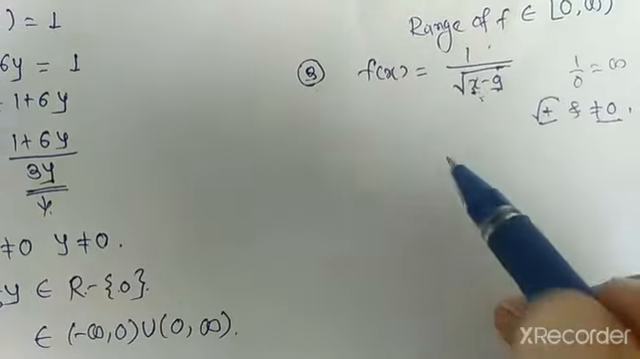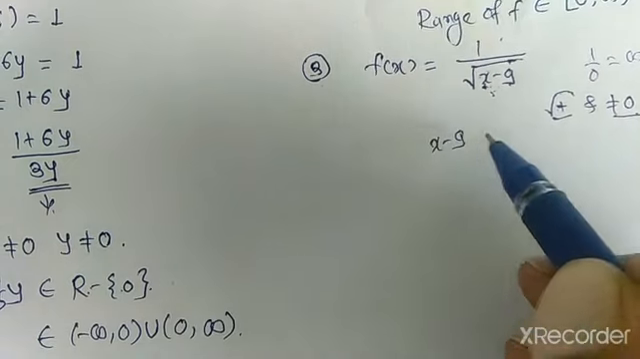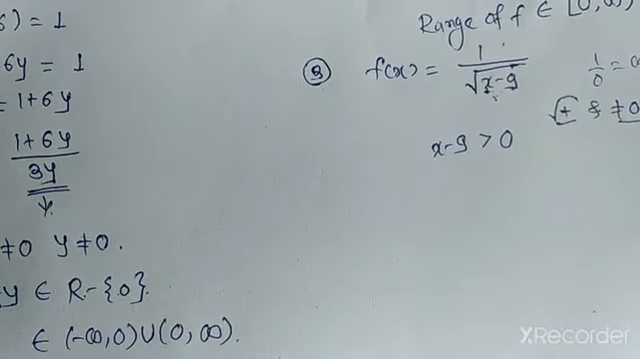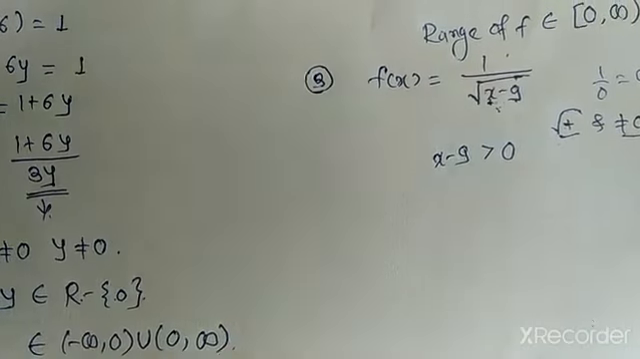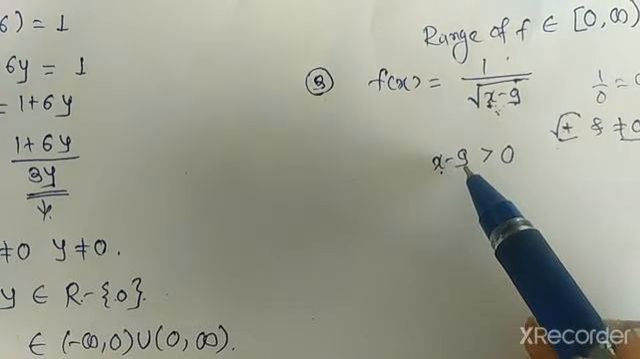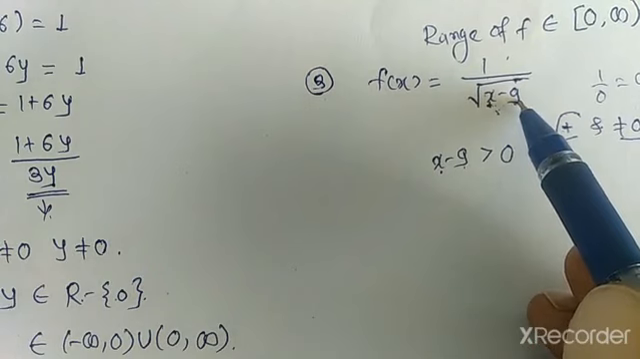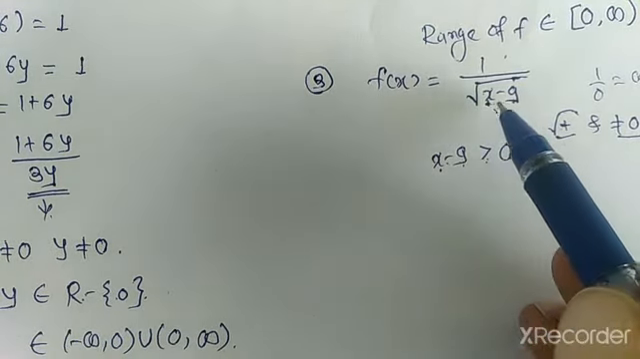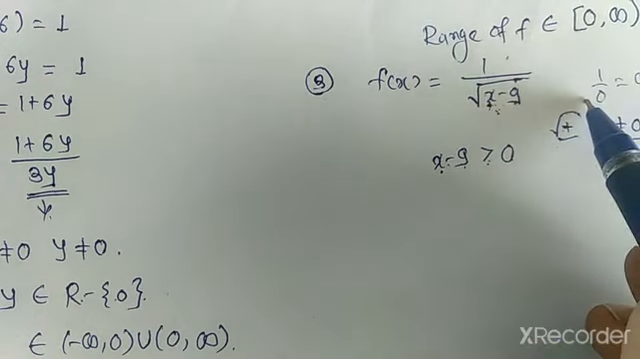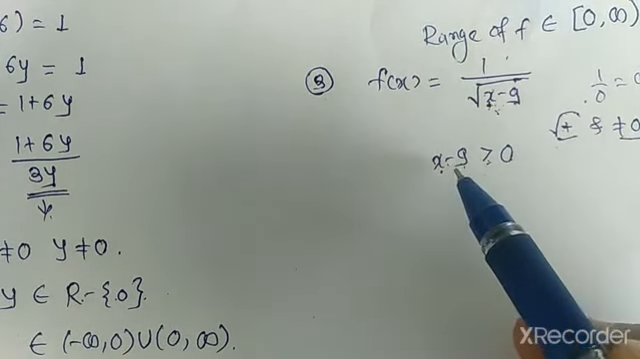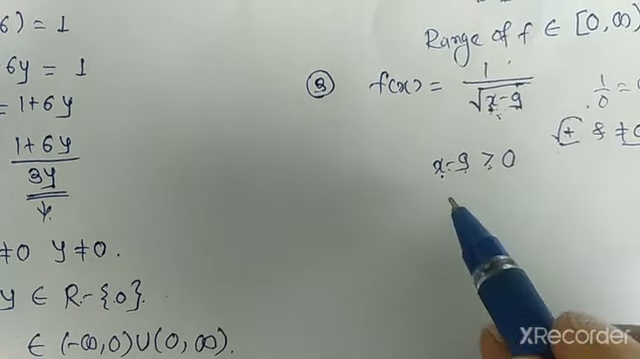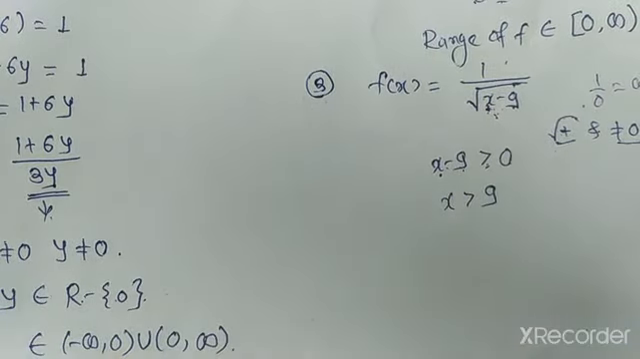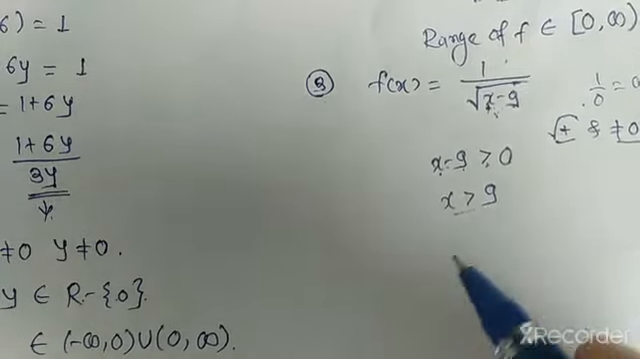So x minus 9 is considered as greater than 0, which will be positive. Here we are considering x minus 9, which is in the root term, it should be greater than 0. If you consider greater than or equal to 0, it can be 0 and 1 upon 0 will be infinity. So we are considering x minus 9 greater than 0, which means x should be greater than 9.